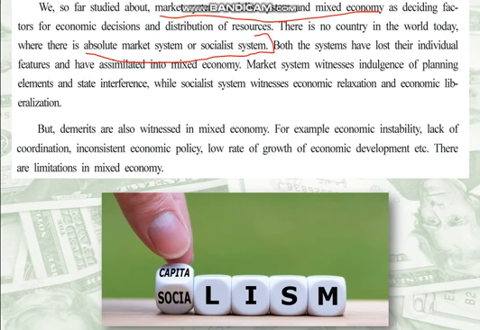These were the three branches, and there are sub-branches in each of them, and that's why there are no absolute market or socialist system countries in this world. Both systems have lost their individual features and have assimilated into mixed. When mixed economy is there, both systems are together and lose their own individual identity. Market system witnesses the indulgence of planning elements and state interference, while socialist system witnesses economic relaxations and economic liberalization.